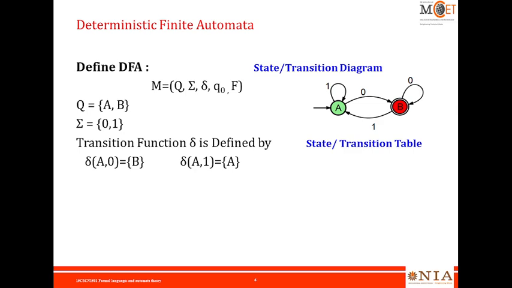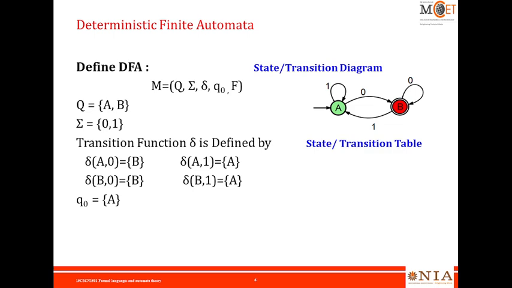Next we apply the transition function to state B. δ(B, 0) = B and δ(B, 1) = A. Because if we apply the transition function for input symbol 0 on state B, it reaches the same state again, so δ(B, 0) = B. Then applying the transition function on input symbol 1, it goes to the next state, that is A. So δ(B, 1) = A.